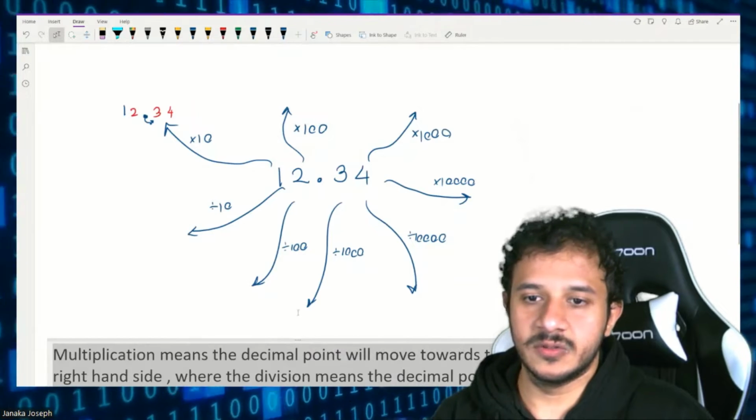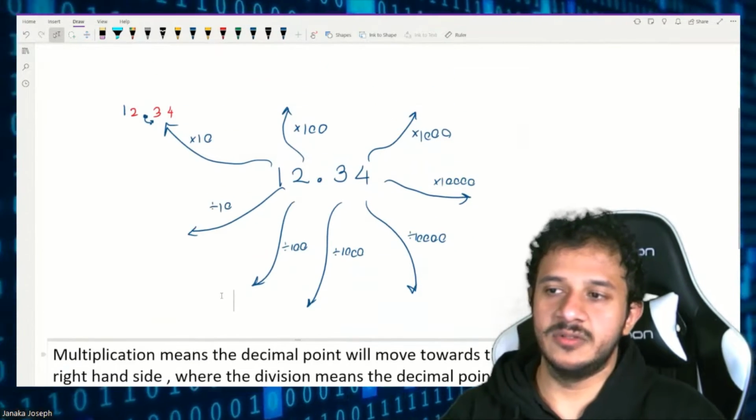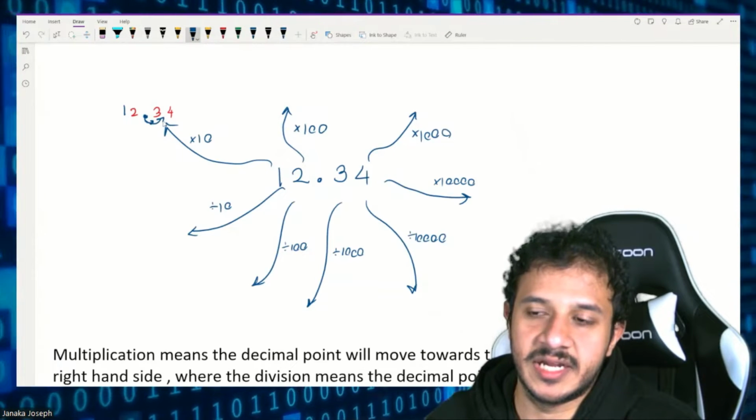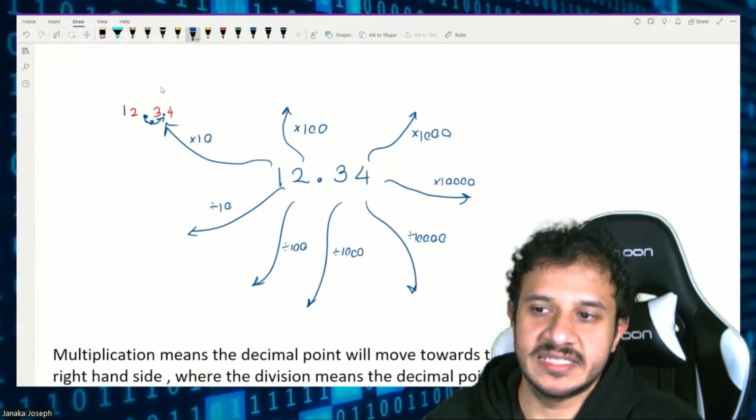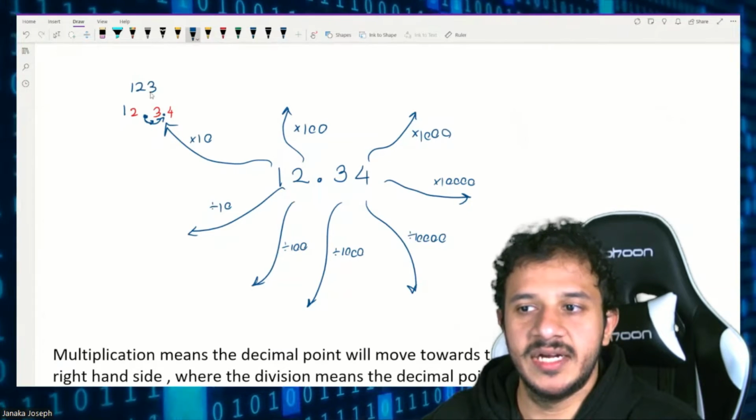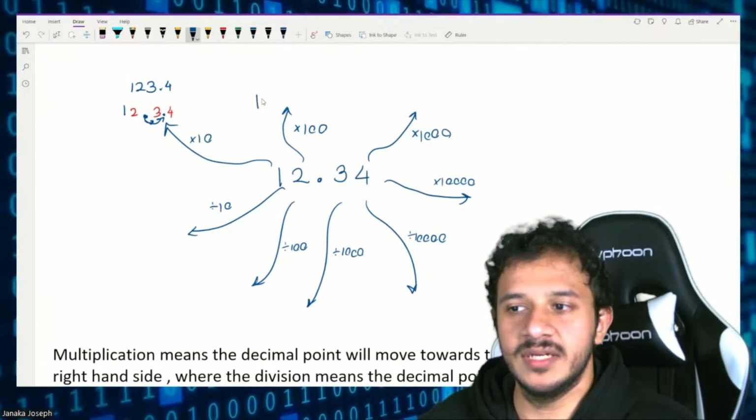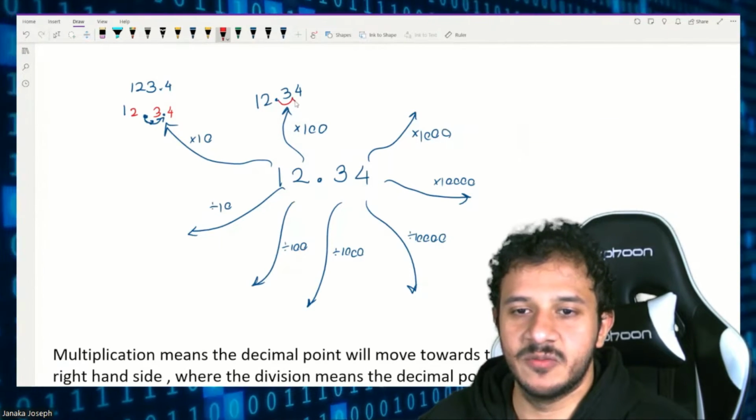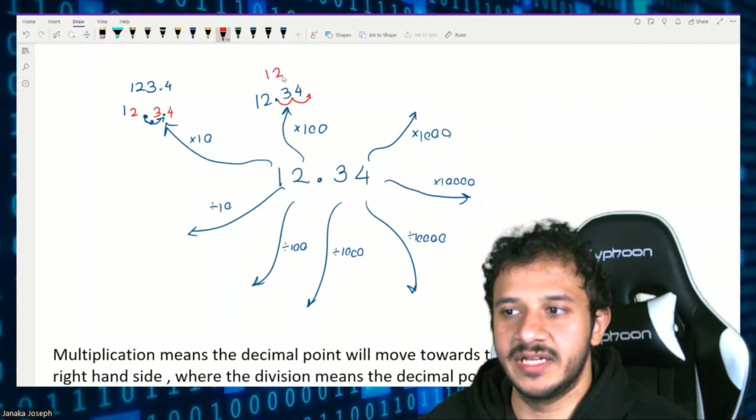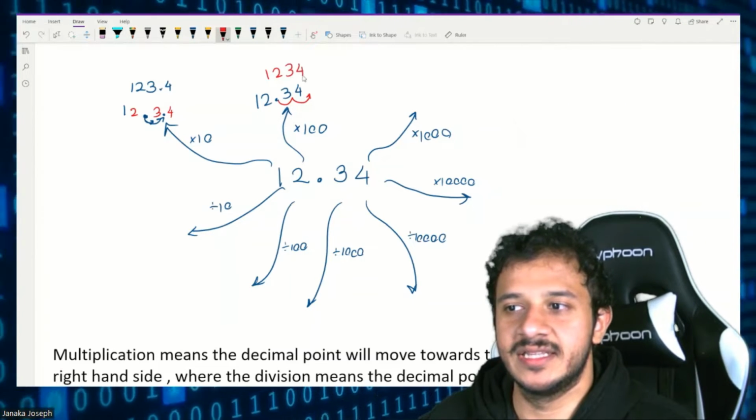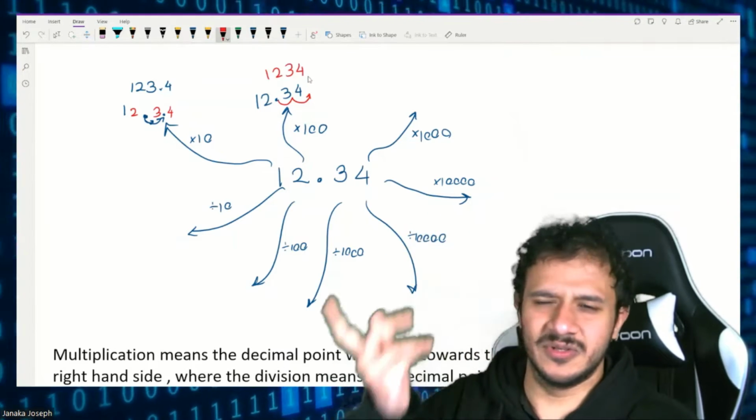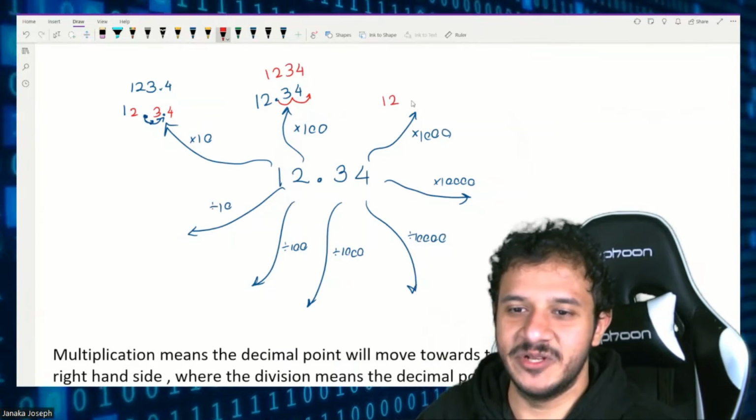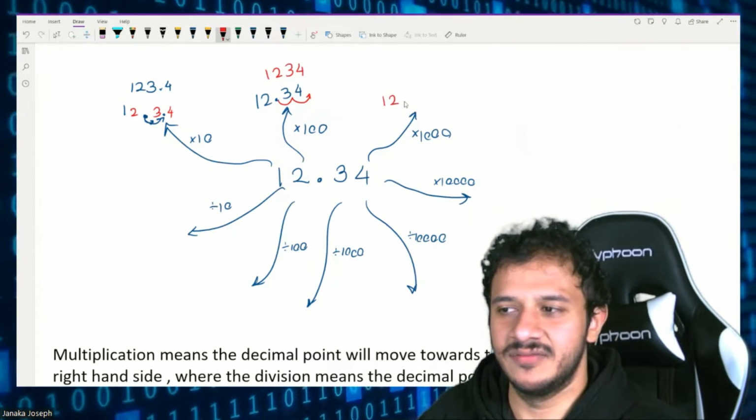Okay, so now let's go and do this question. Here it's multiplication, so the decimal point will move towards the right hand side, but only one place because it's a 10. So my answer will be 123.4. Now here, 12.34, two decimal places, right? One place, two places. So it will be 1234.000, which is unnecessary to write, because if it is just zeros at the end after the decimal point, we just don't write it.